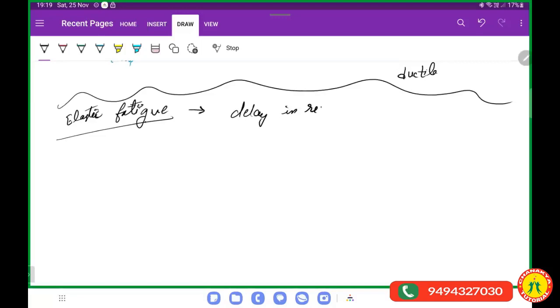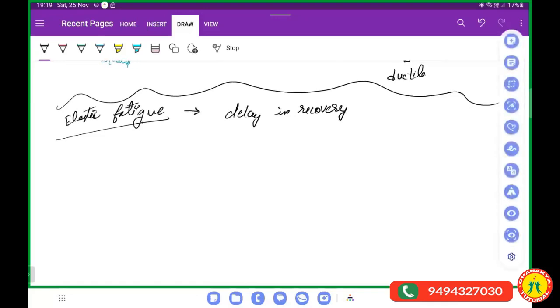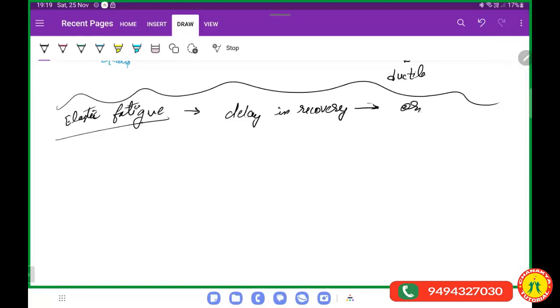Delay in recovery, or delay in recovery to come to its original strength. Now we won't use strength here because we're not talking about strength. We are talking about elasticity. So original configuration of the body. You can use your own terms, whatever it is.